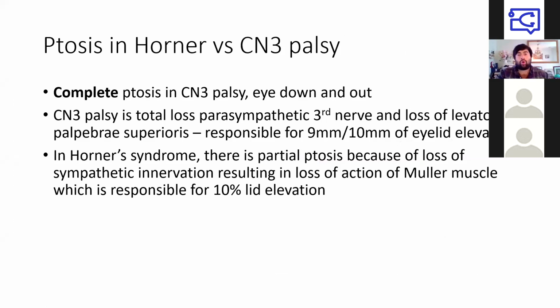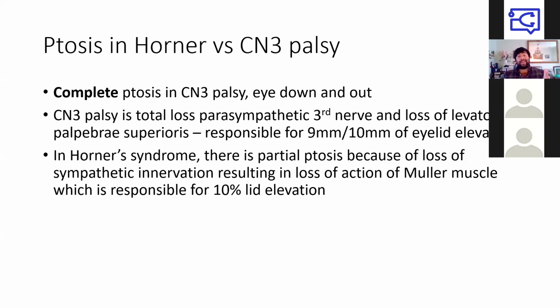And just a quick note on the ptosis. This is slightly outside of the realm of anisocoria, but in a third nerve palsy, classically the ptosis is complete. So the eyelid is almost completely shut. And the reason for that is that in a third nerve palsy, you have a loss of the supply to the eye which innervates the levator palpebrae superioris muscle, which is responsible for 9/10 of lid elevation. So if you lose that in a third nerve palsy, you'll have almost complete ptosis.